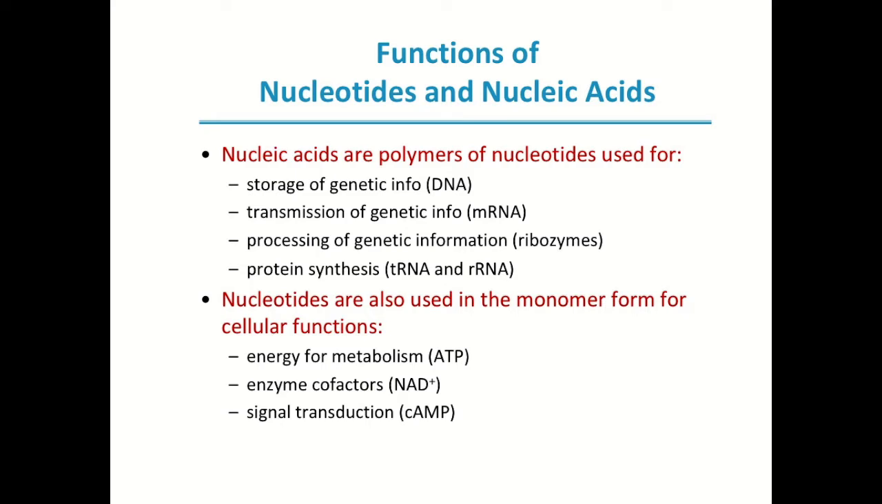Nucleic acids are polymers of nucleotides, and they are used for a variety of things, including the storage of genetic information, such as in DNA, the transmission of that information, the processing of genetic information, and protein synthesis. And in their monomer form, they also have cellular functions such as providing energy for metabolism in the form of ATP. They can be enzyme cofactors, and they can be important in signal transduction.